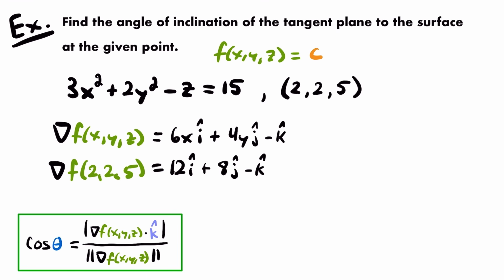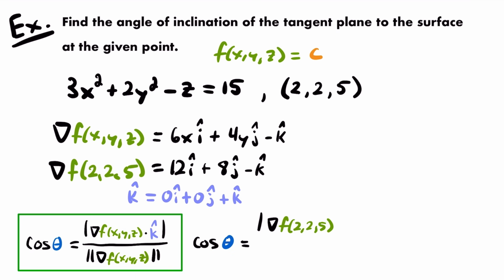But now we have that gradient vector, which is all that we need to find this angle of inclination. We already know what k is. I can write it down. We know that vector k is equal to 0i plus 0j plus 1k, or just plus k. Those are the components of vector k by definition. And so let's set up the formula here. We'll have cosine of the angle of inclination is equal to the absolute value of the gradient of f at (2, 2, 5) dot vector k, divided by the magnitude of that gradient vector. So we have the magnitude of the gradient of f at (2, 2, 5), and that's it.